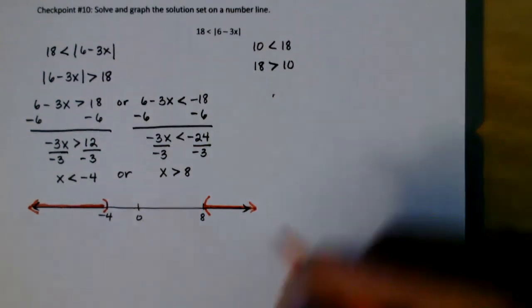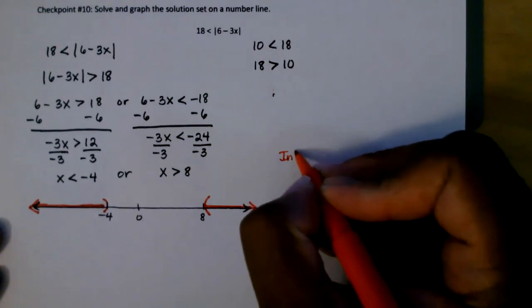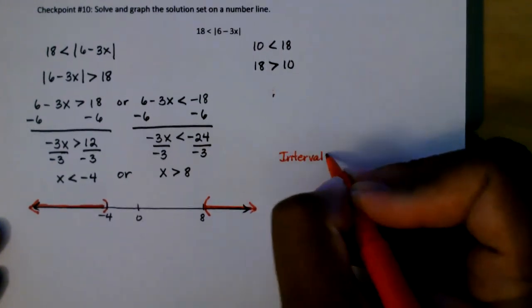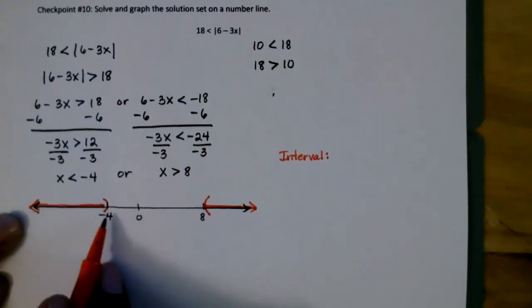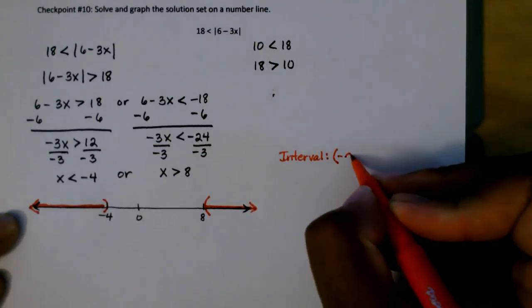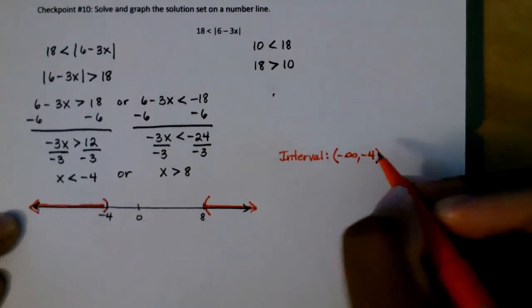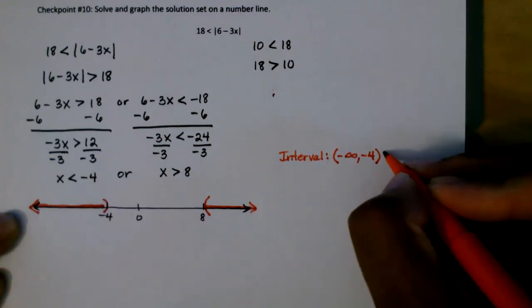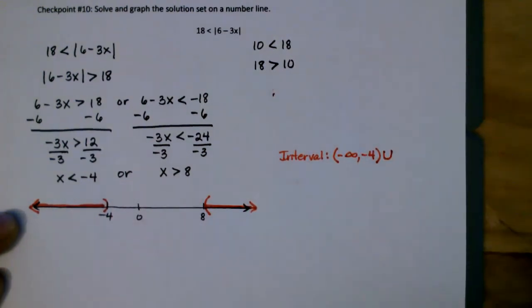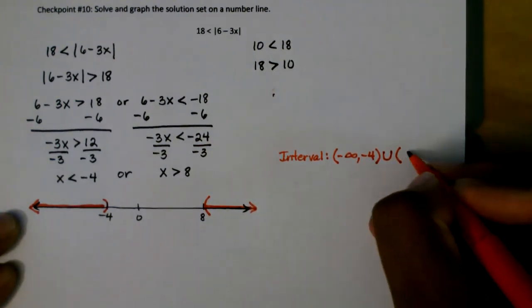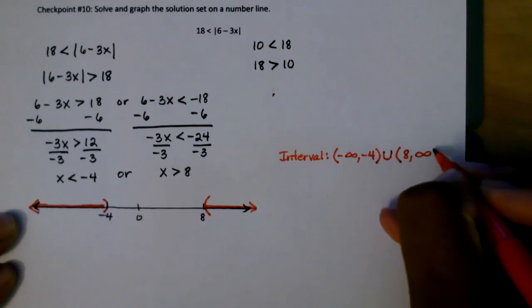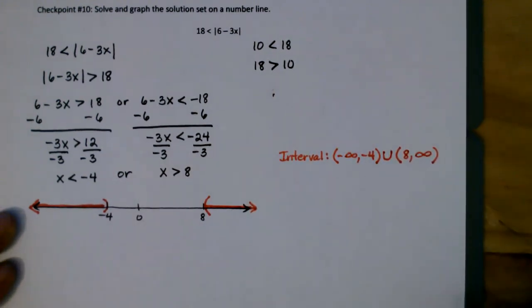Now I'm going to show you the interval notation. Going from left to right, this will be from negative infinity up to negative 4, and we use parentheses. The word or means we must use the union symbol. And then we go from 8 all the way out to infinity, using parentheses, like this. That's the interval notation.